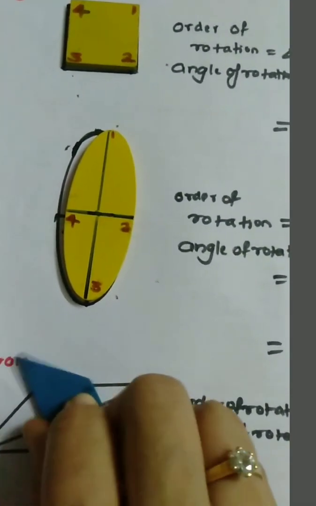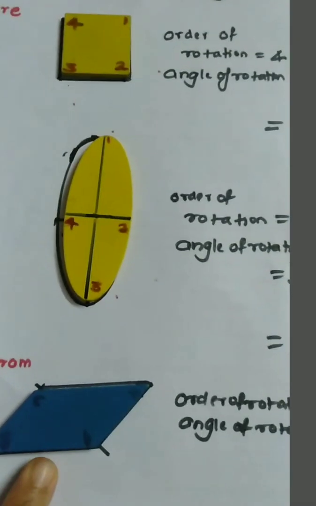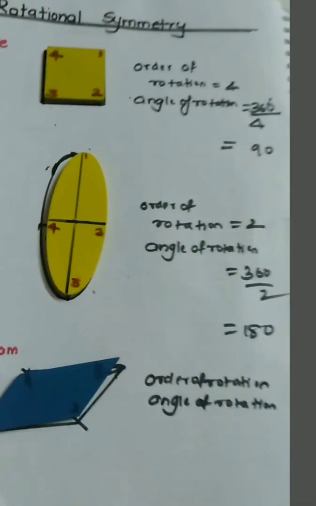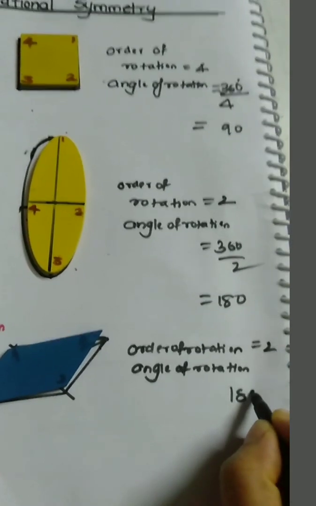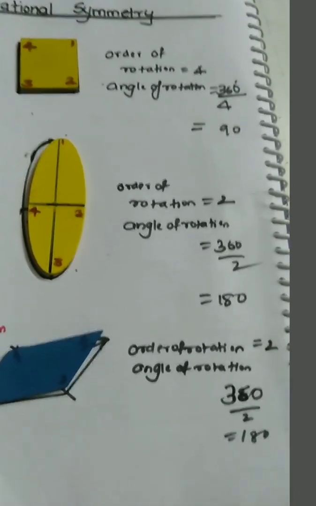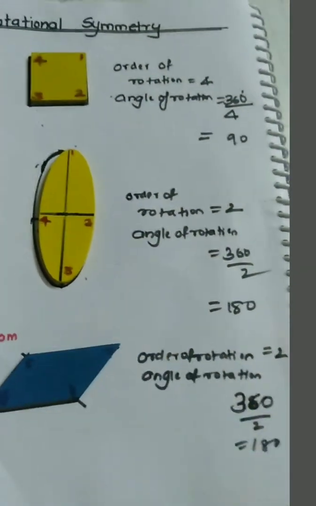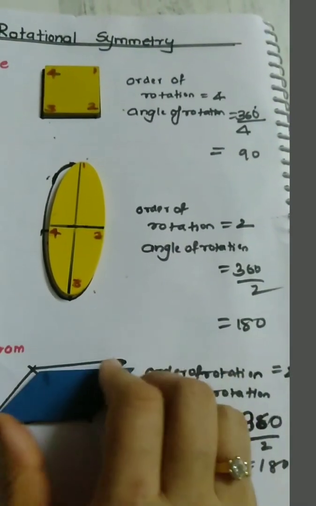After one complete half rotation, the parallelogram looks the same. Again a complete half rotation, the parallelogram looks the same. So the order of rotation here is 2, and the angle of rotation is 360 divided by 2, that is 180 degrees. Every complete half rotation the shape looks the same.